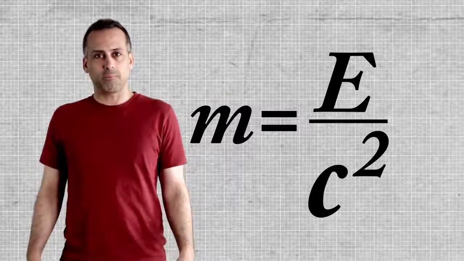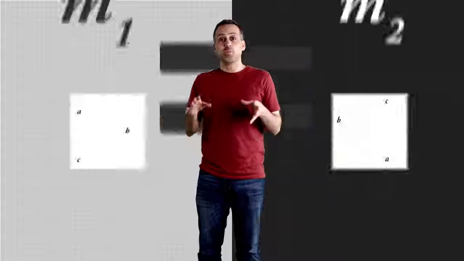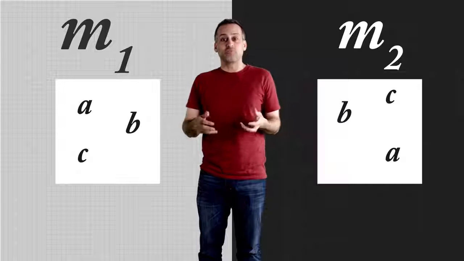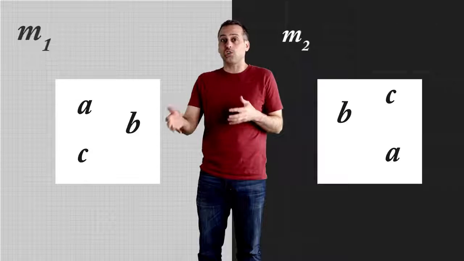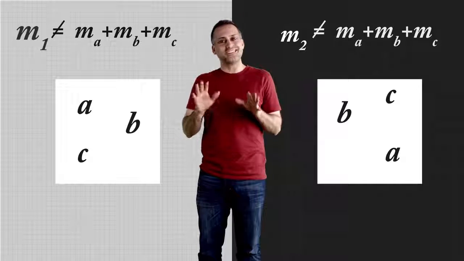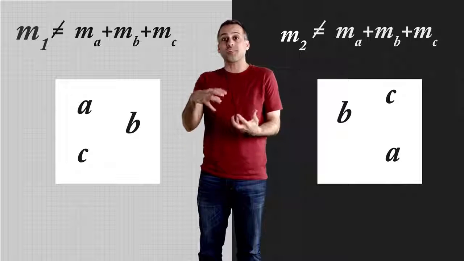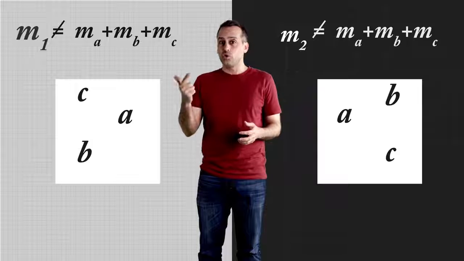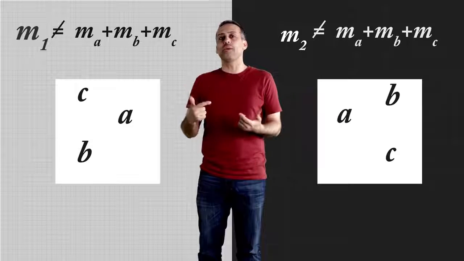Here's a pretty mind-blowing one. Even if two objects are made up of identical constituents, those objects will not in general have equal masses. The mass of something that's made out of smaller parts is not just the sum of the masses of those parts. Instead, the total mass of the composite object also depends on 1, how its parts are arranged, and 2, how those parts move within the bigger object.